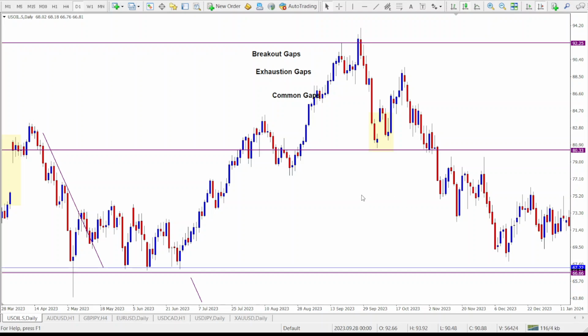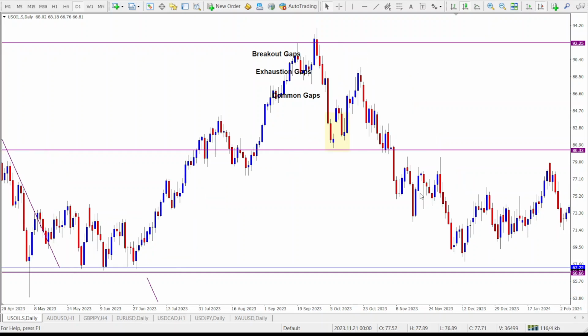Remember, gaps are not foolproof signals. Always combine them with other tools like trend lines, moving averages, or support and resistance levels to validate your trades. Now let's quickly go over some common mistakes traders make when dealing with gaps.